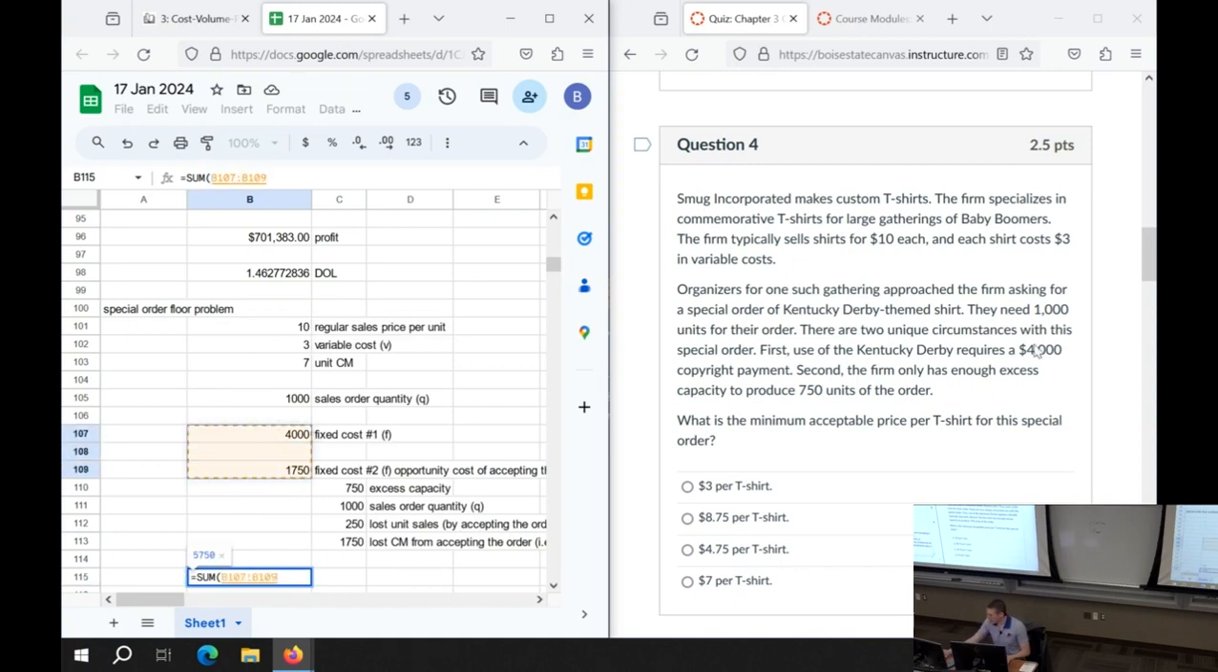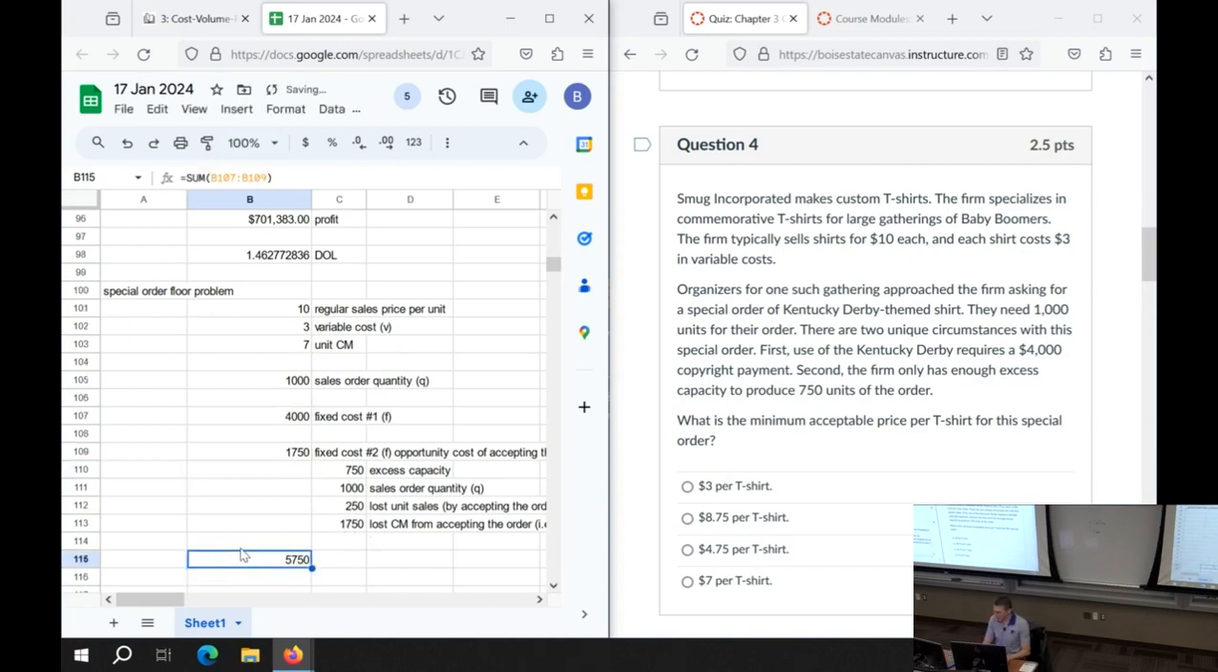We have this copyright cost we're going to have to pay to accept the order at all, to put that logo on our jerseys. And we're also going to lose, because we have insufficient capacity to fill the order with what we have left over, we're going to lose some customers. That's going to cost us $17.50 in contribution margin. So that's our total F.